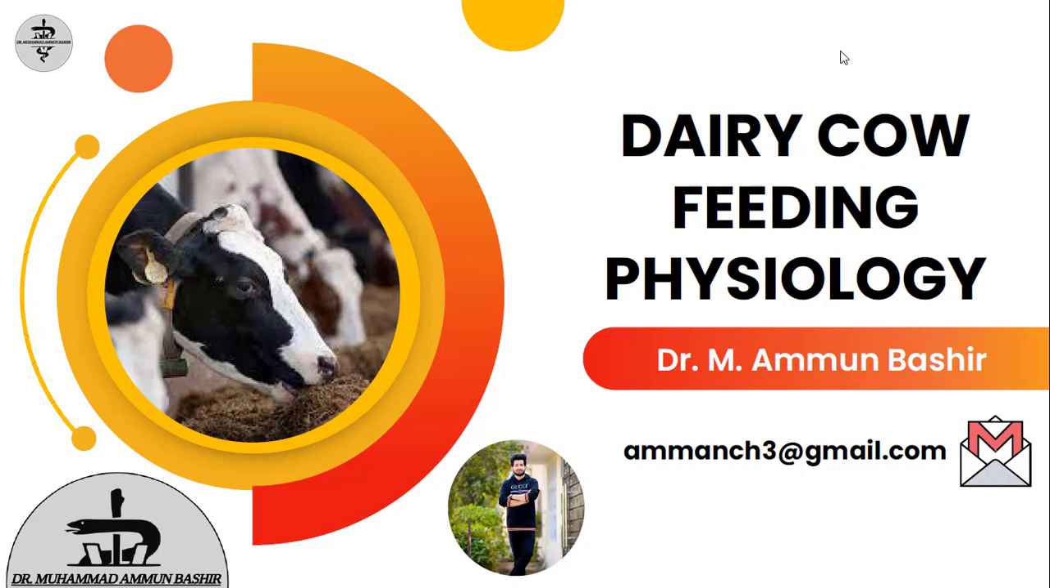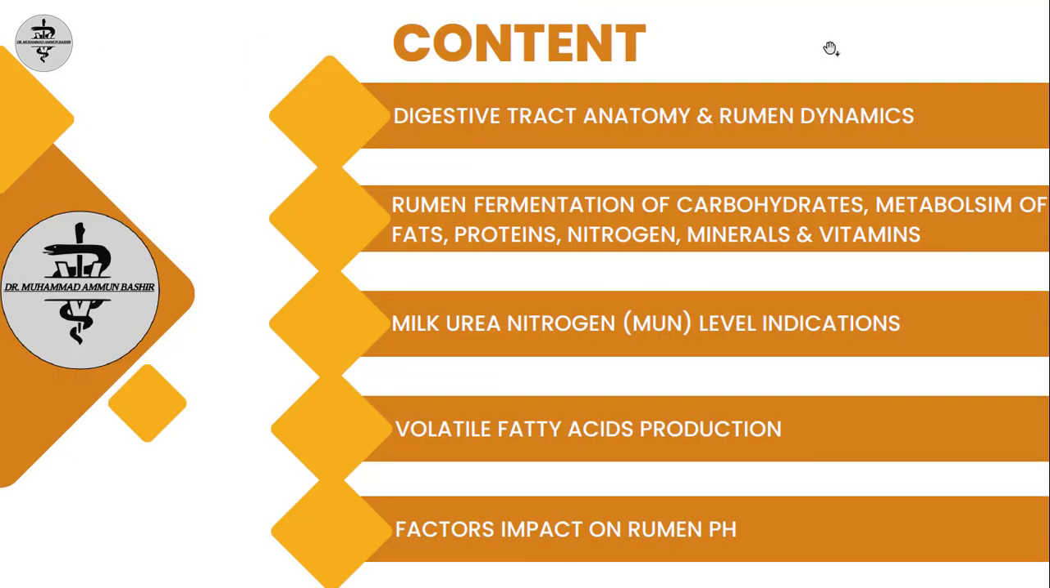Let's discuss dairy cow feeding physiology, part 3. In part 1 and part 2 we discussed the digestive tract anatomy of a cow, rumen dynamics of a cow, rumen fermentation or metabolism of carbohydrates, fat, protein and nitrogen, as well as the milk urea nitrogen normal levels and their indication.